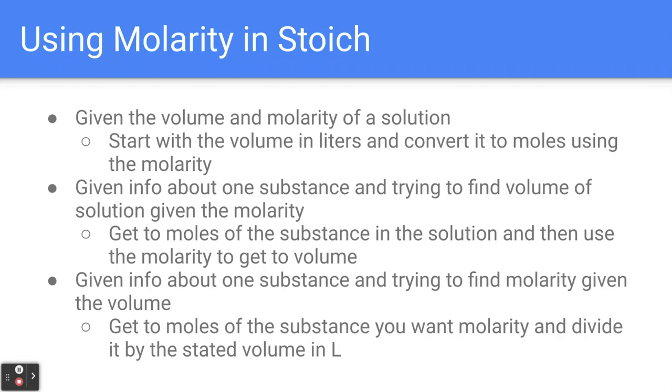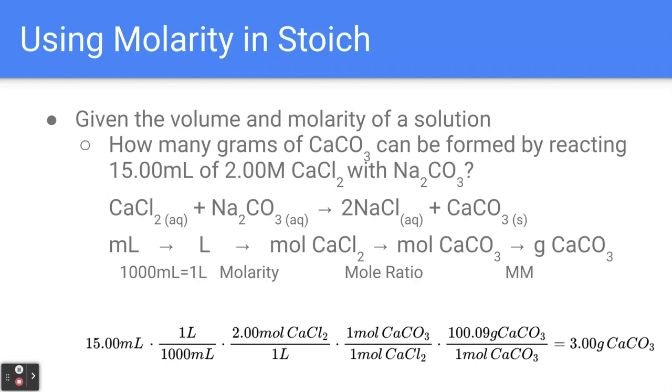And finally, we will use the moles of that substance and use the molarity to get us into volume. And then lastly, if we're given info about one substance, let's say again, maybe grams of a substance, and we're trying to find the molarity, and we know how much volume of a solution we made, we're going to get to moles of the substance you want the molarity for, and then you're going to divide it by the stated volume in liters. So this is the first type of problem. We're given the volume and molarity of a solution, and we're trying to go somewhere else with it.